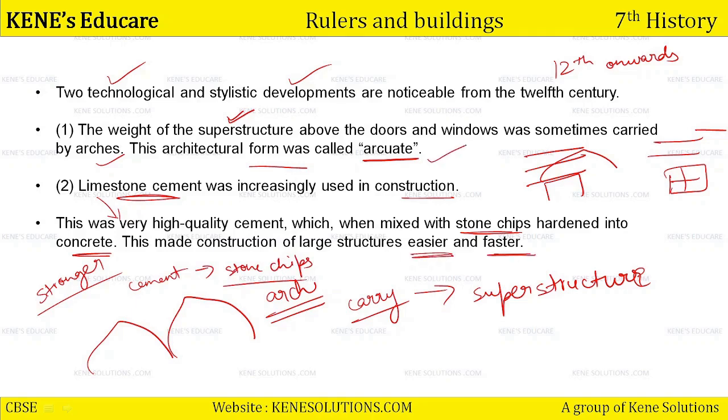So basically, the arcuate style of architecture was a new technological as well as stylistic development from the 12th century in the field of architecture. Because from now on, arches were to carry the weight of the superstructure. अब वो beam वाला system खत्म हो गया. Beam पे ही सब कुछ था ना अभी तक Trapezoid principle में. But now the arches started carrying the weight of the superstructure. And the second important change which happened in the field of engineering the architecture in history was the use of limestone cement in construction.